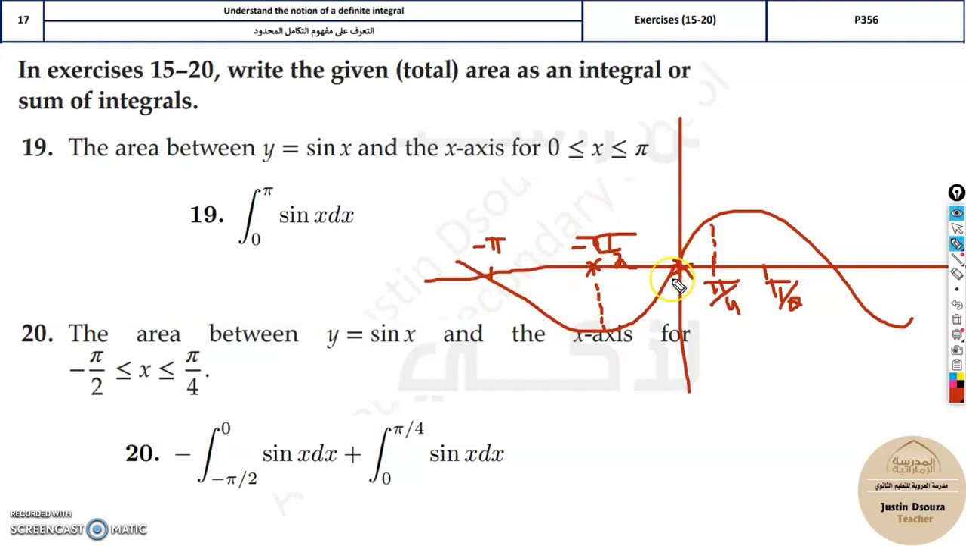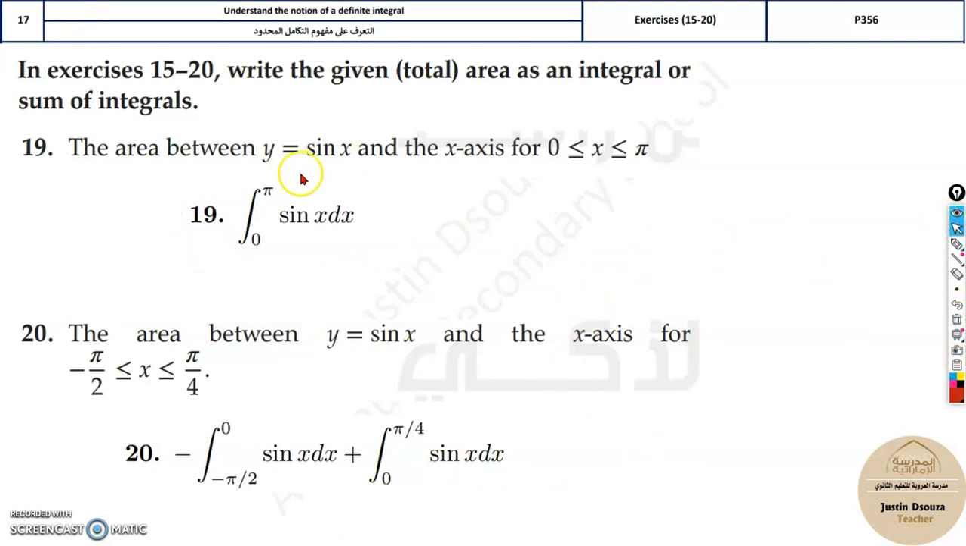Where is the inflection? I mean, where it changes from negative to positive, over here at 0. This is the point. From minus pi by 2 to 0, it is one interval, sine x dx, and it's minus. Just remember to add the minus sign. Whereas over here from 0 to pi by 4, it's the same, just like what we did over here. 0 to pi by 4 is just sine x. That's it. So when it comes to trigonometric functions, just remember to use the graph.